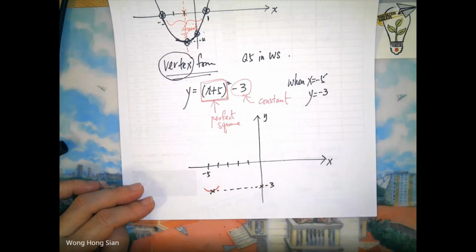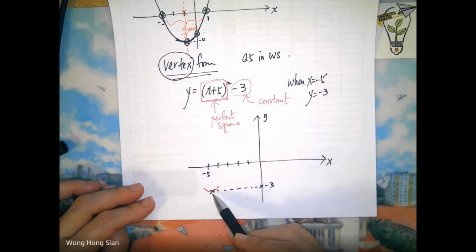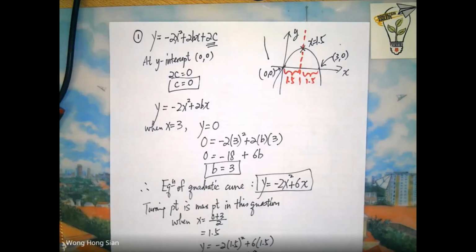How I tell it is lowest is because A is a positive number. So this is going to be negative, positive. The value is negative, but it's the lowest point. So this is the minimum point. Maybe this is the answer for question 1.